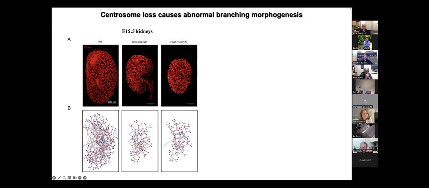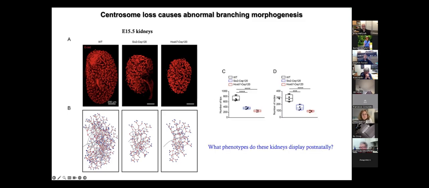And you can tell these kidneys already look smaller. And when we quantify the branch tips and branch nodes, of course, there's a significant decrease in the abundance of both. So when you disrupt CEP120 in either progenitor population, you are losing the progenitor population, and that's causing nephron development defects and branching morphogenesis defects during early development.